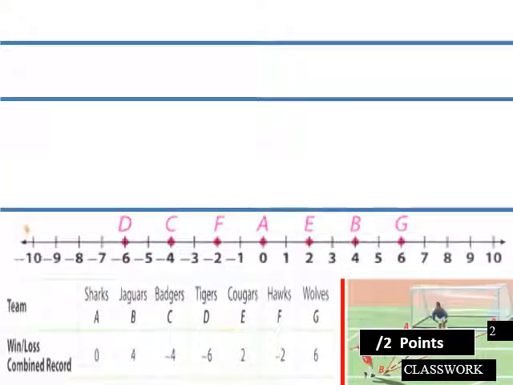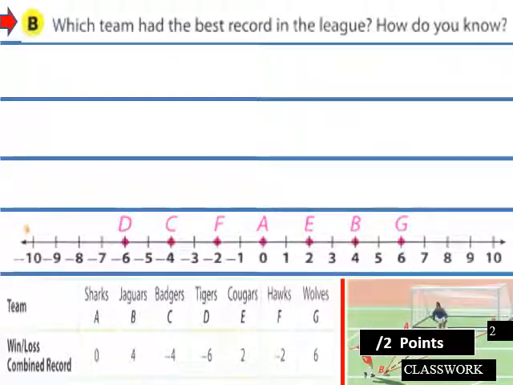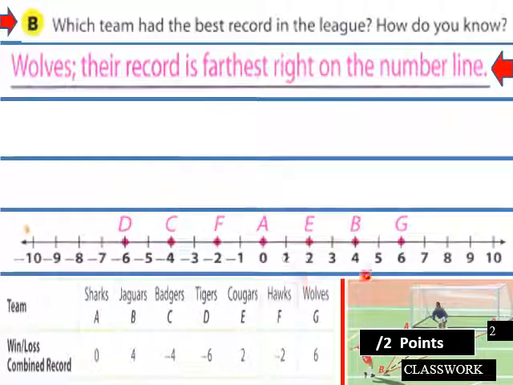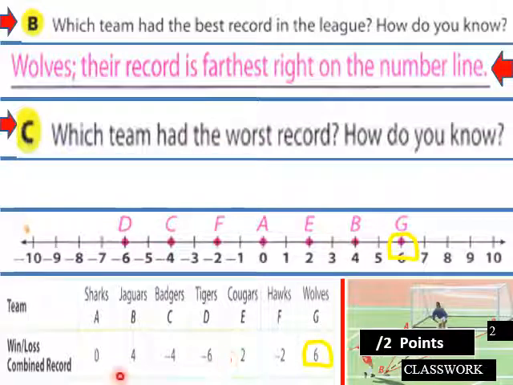Okay, so now that we have our plots for that, which team has the best record in the league, students? Well, let's see here. Wolves, their record is farthest to the right. So this would be the most positive score here, would be the Wolves. Right here, 6. There it is, 6 right there.